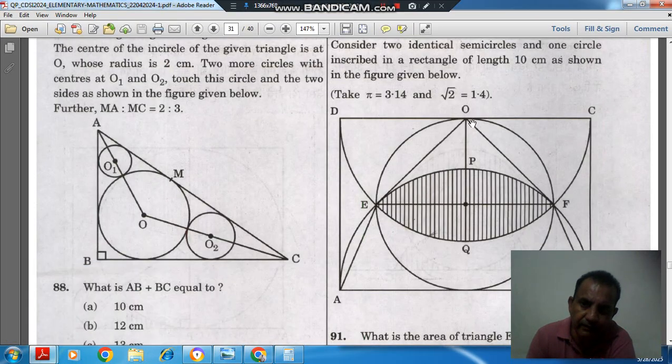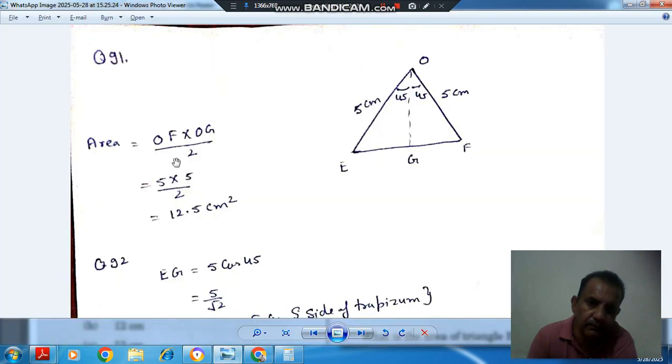And this angle has to be 90 because this is your circle and this is the diameter of circle, and the angle subtended on the half of the circle by two lines is your 90 degree. So one of them can be base and another can be perpendicular. So area will be your OF into OE by 2. So that is 5 into 5 by 2, 12.5 centimeters.